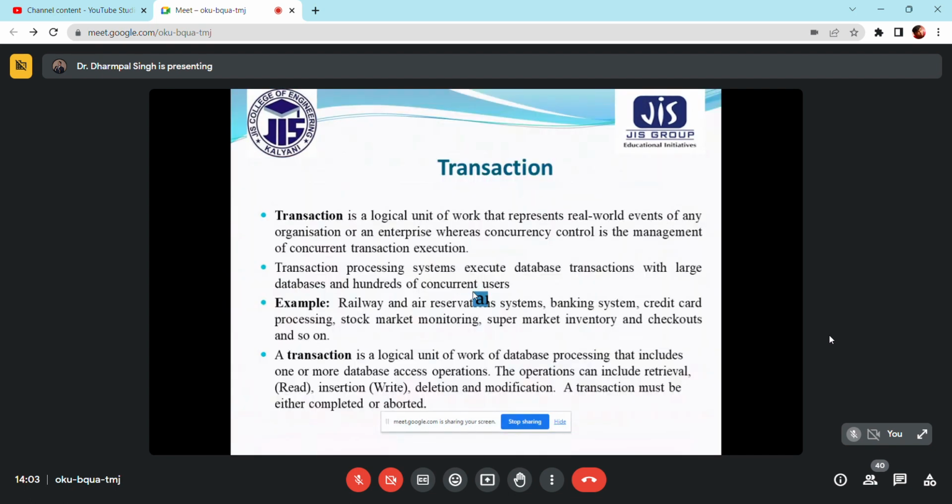So what comes to your mind when you hear the term transaction? You have to know what the logic behind it is. So a transaction is a logical unit of work that represents a real world event of any organization or enterprise, where concurrency control is the management of concurrent transaction execution. So this is a big definition. When you want to define the transaction, I can say that transferring the money from account A to account B is also considered a transaction. Okay.